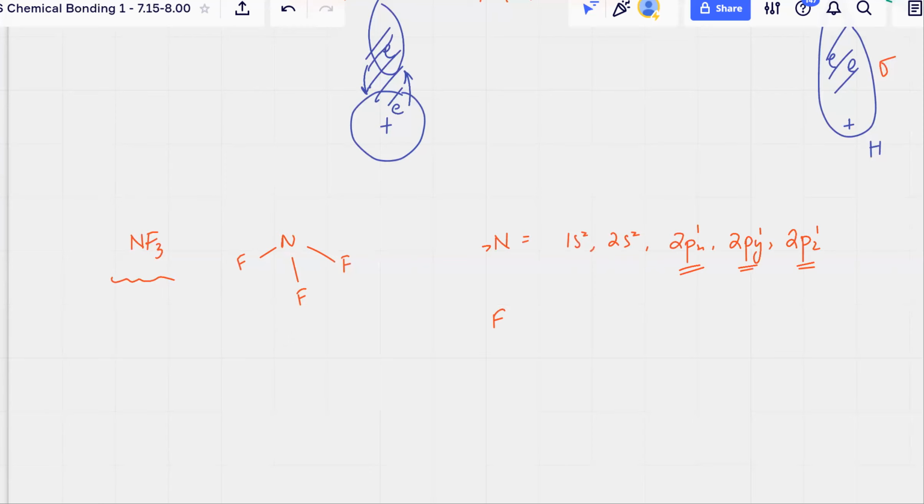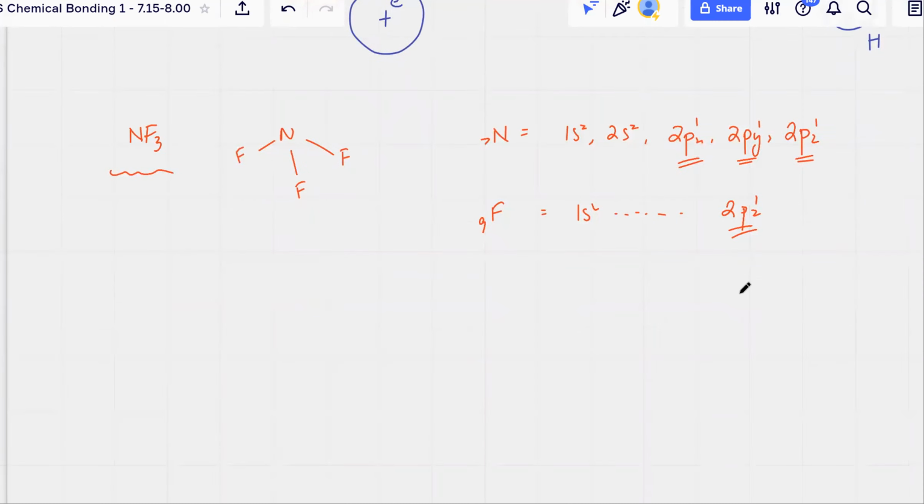Fluorine has 9 electrons, so its electronic configuration is 1s2, and then all the other orbitals are full except for the last one, which is the 2pz, which has 1. So fluorine just has to fill this 1 electron over here.